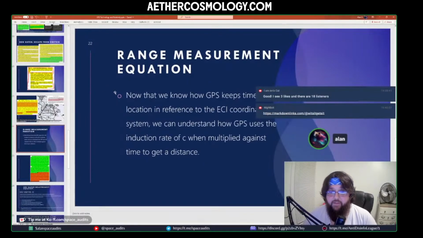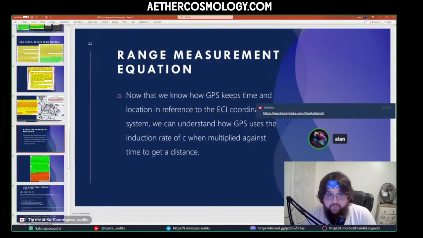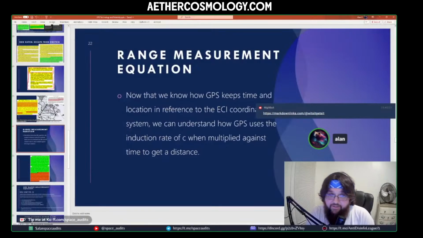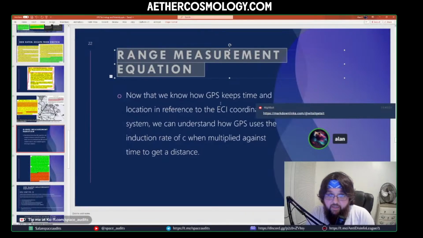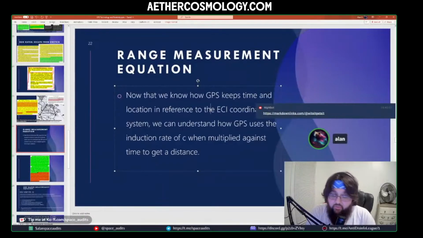They have the range measurement equation. Now we know how GPS keeps time in a local reference frame. They're going to use a range measurement equation in a specific coordinate system. One would say stationary, non-rotating. When you look these up on the interwebs, you'll see that the ECI and the ECEF reference frames are described as one stationary, one with respect to the stars, all this gobbledygook.